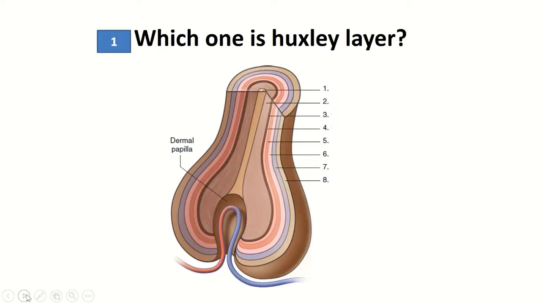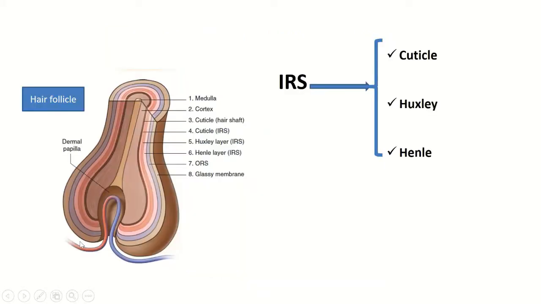Question 1. Which one is Huxley layer? This photo here presents a schematic view of hair structure. I don't want to name the layers here as you can refer to books. What is important here is to pay attention to some clues.